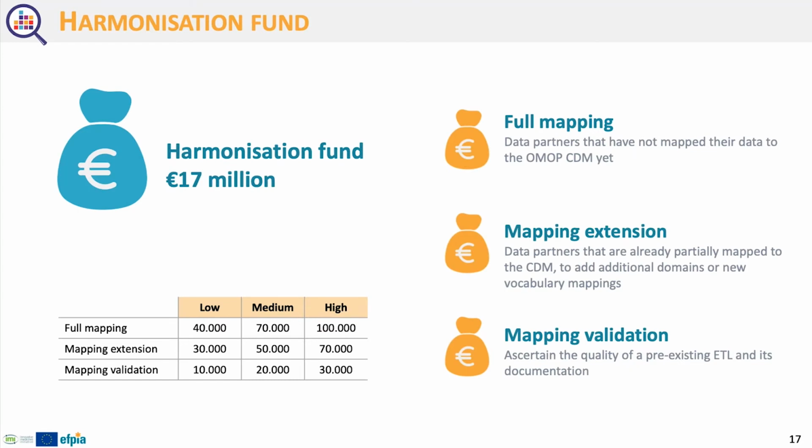So there's 17 million in total. These can be for different mapping exercises. That can be full mapping, mapping extension, or for validation. All of these processes are valuable elements to the EHDEN community and will be considered.